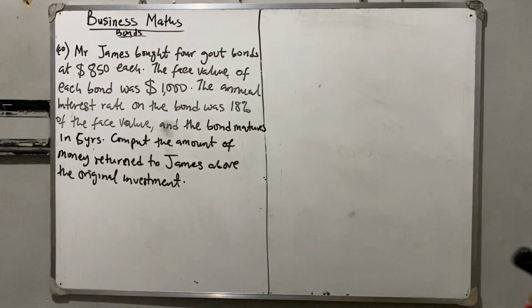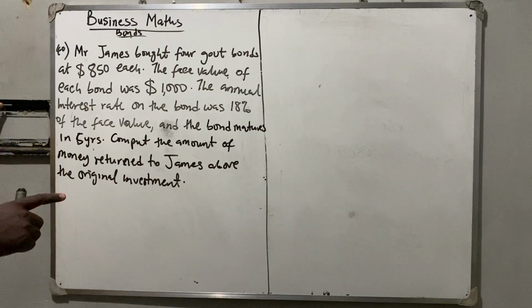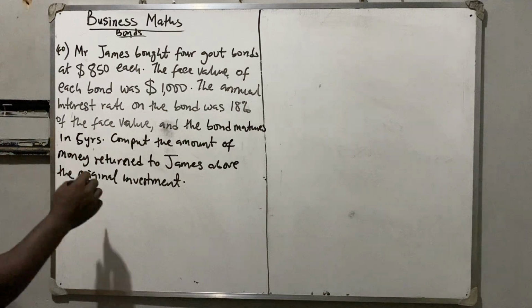Okay, so let's solve this question, and I think this one is the last I'm going to solve. It said that Mr. James bought 4 government bonds at $850 each. The face value of the bond was $1,000. So he bought it at $850, and the face value is $1,000. Then it said that the annual interest rate on the bond was 18% of the face value, and the bond matures in 5 years. Compute the amount of money returned to James above the original investment.